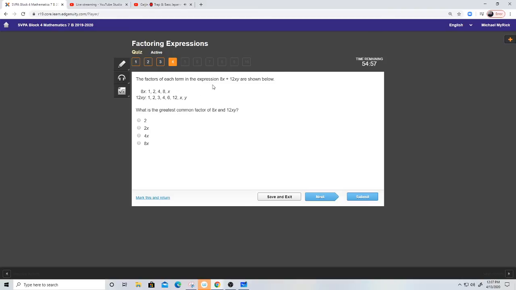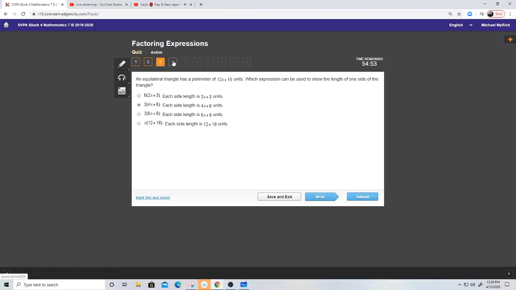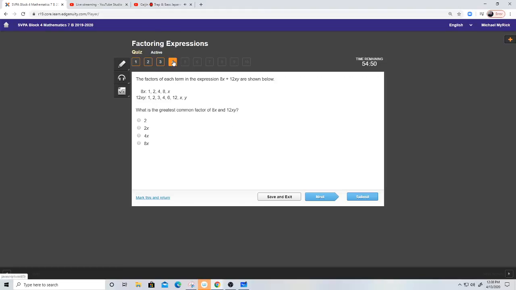The factors of each term in the expression 8x plus 12xy are shown below. Sorry, that looked too familiar. Okay. What is the greatest common factor of 8x plus... Okay, so first of all, notice that both have an x, so we're going to factor out an x. And the second is 8 and 12, they both look like 4s, right? 4, 8, and then 4, 8, 12, and then you cannot divide 12 by 8, so I'm going with 4x on that one.